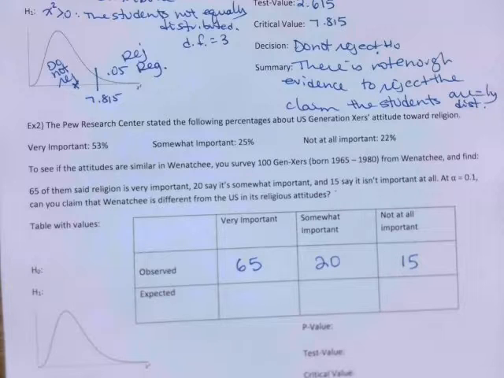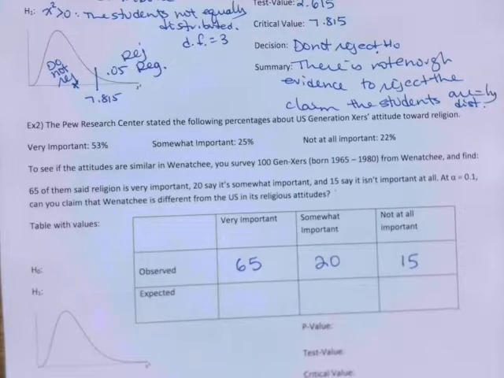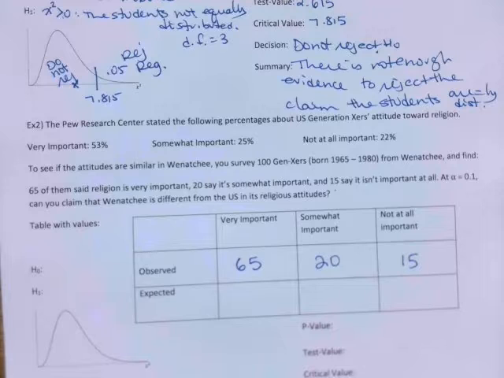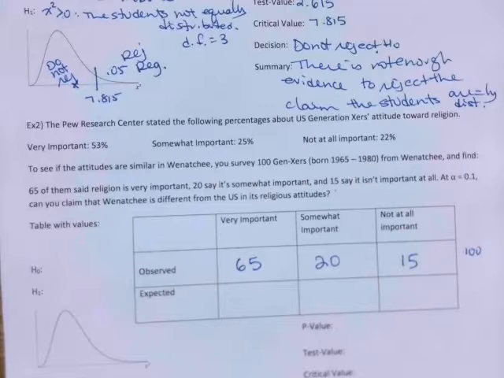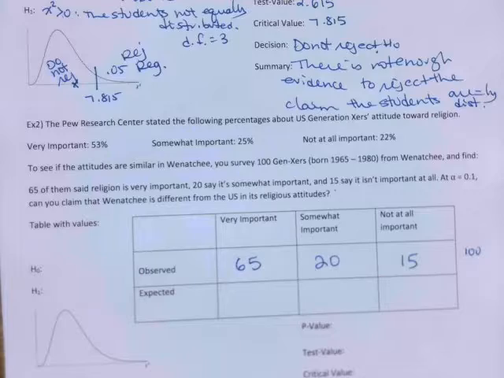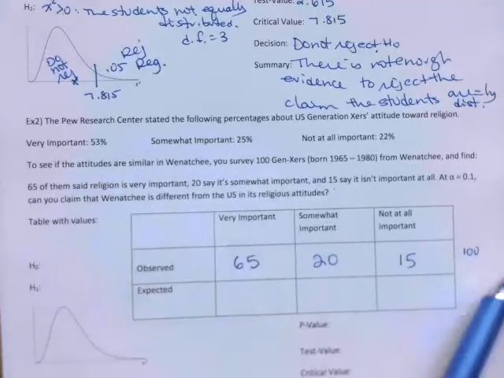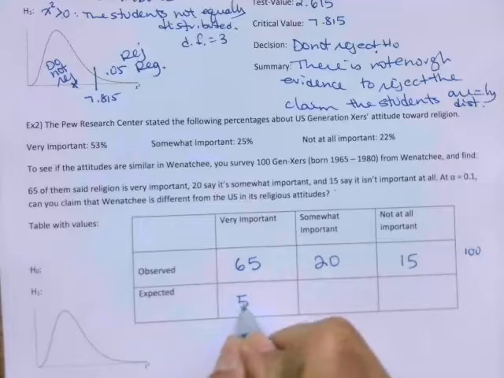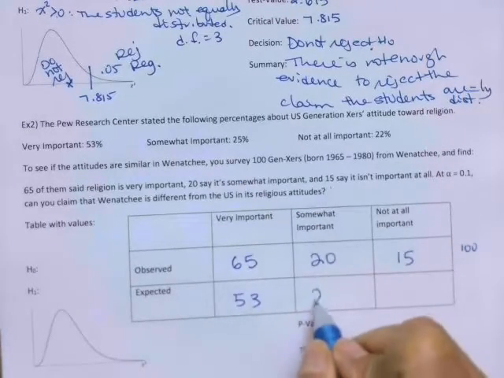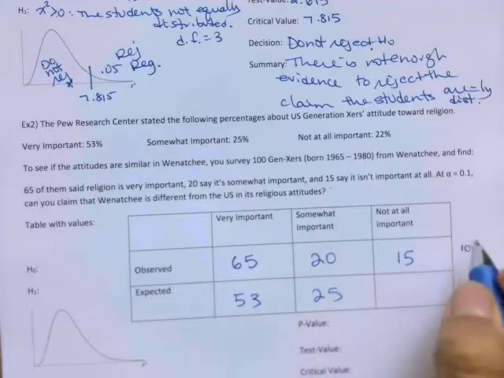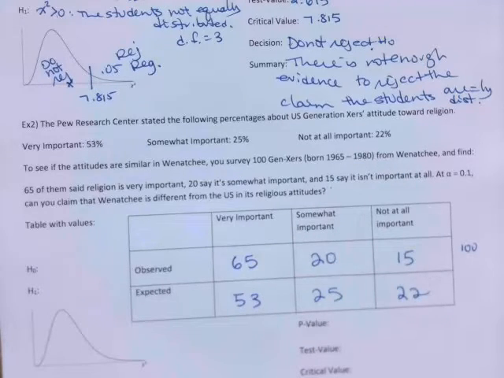Okay, guys, and you know me. Let's make sure those actually add up to 100, because that would be something I do. So 65 plus 20 plus 15: 100. Oh, good. Okay, so now let's find our expected, right? Do they fit what the Pew Research Center says we should expect? So 53% of the 100. So it's nice that I did 100. You're welcome. So 53, 0.25 times 100 is 25, and 22.